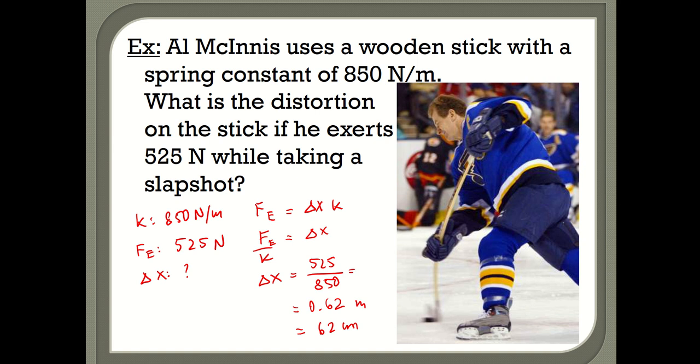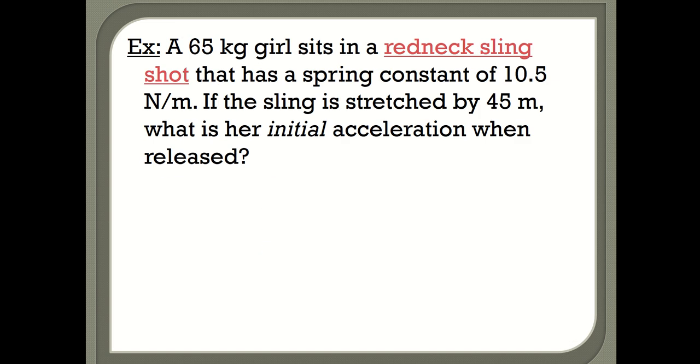All right, let's take a look at the last example. So here we have a 65 kilogram girl who sits in a redneck slingshot that has a spring constant of 10.5 newtons per meter. If the sling is stretched by 45 meters, what is her initial acceleration when released? Now, be careful here, because when you draw the free body diagram, we have multiple forces acting here. Before release, let's do 2 diagrams.